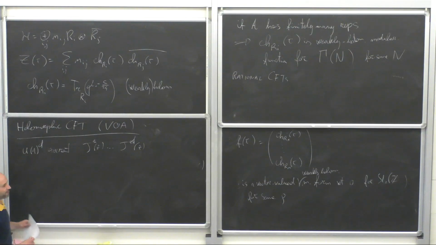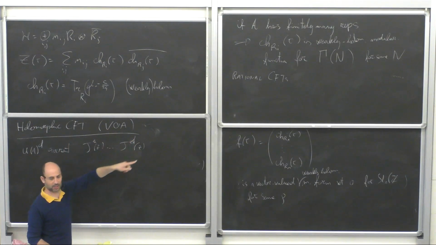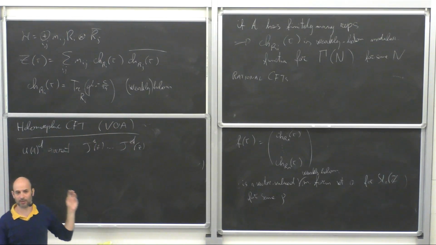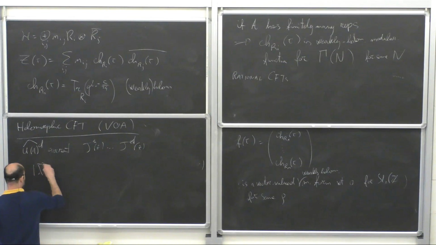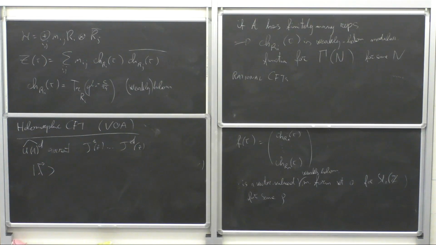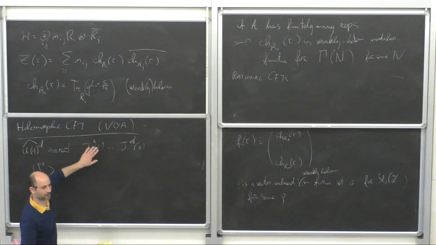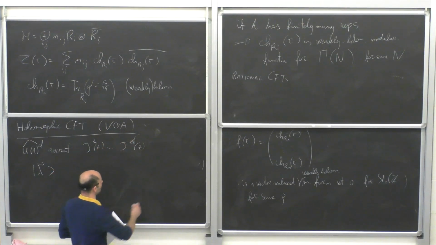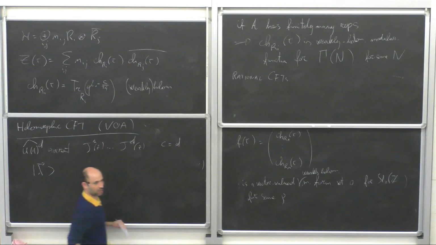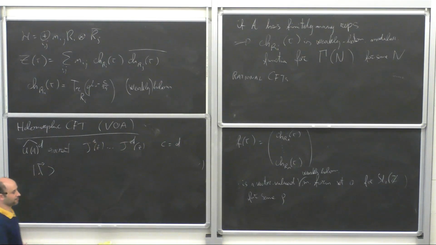So every field in this chiral algebra will be anyway a representation of this U(1)^D. So U(1)^D will be a sub-algebra of your full chiral algebra. We know that the representations are given by some vector lambda. And we can also build the Virasoro algebra just starting from these. The central charge of the Virasoro algebra that we get is equal to D.